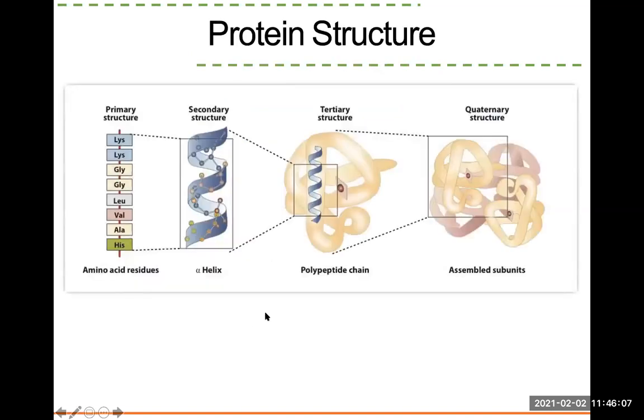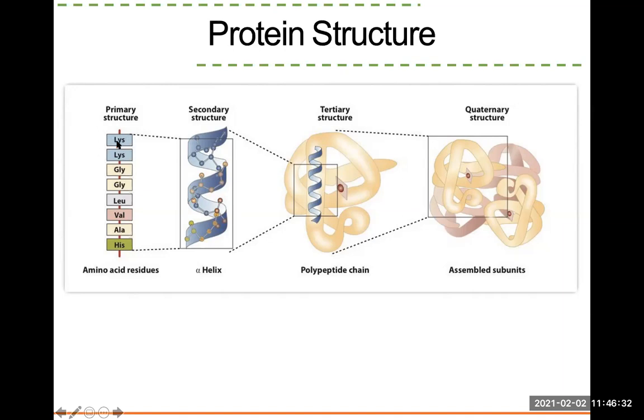This is one of the big concepts we're going to cover for proteins. I want you to maybe write this down. For proteins, structure is linked to function. So if the structure changes, the function changes. So we're gonna go over some of the structures. Primary structure is the order of those amino acids.